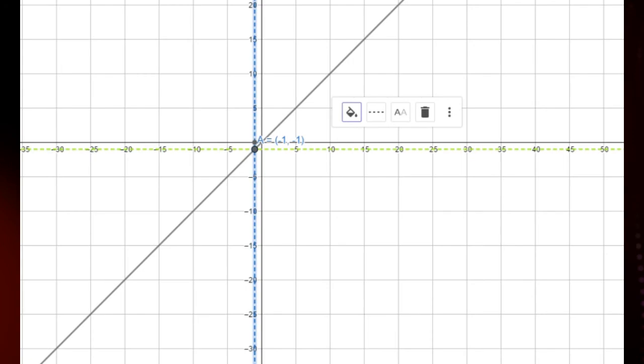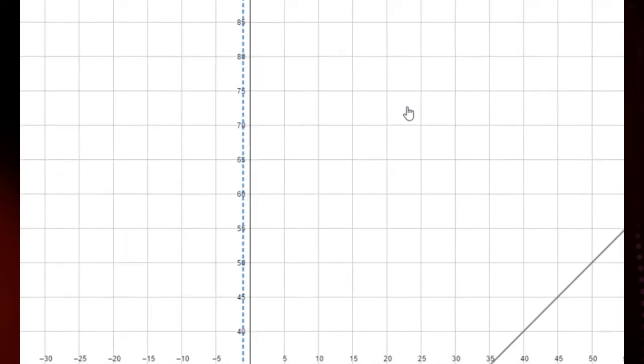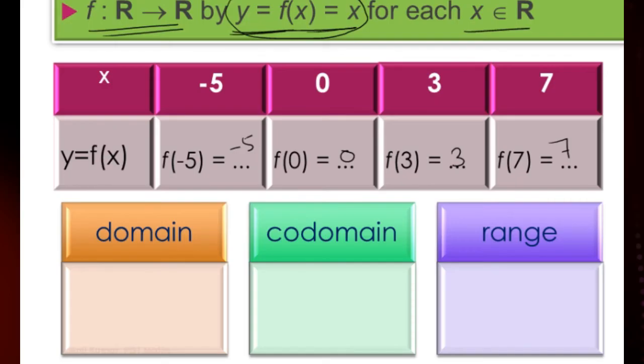You can see that if I zoom out, we can check that it exists for every real number x, and it goes up to every real number y, as much as we can go. So 95, 96, wherever you can go. So that means the domain is all real numbers and the range is also all real numbers. So its domain is all real numbers, codomain is already all real numbers, this is the codomain, and range is all real numbers.